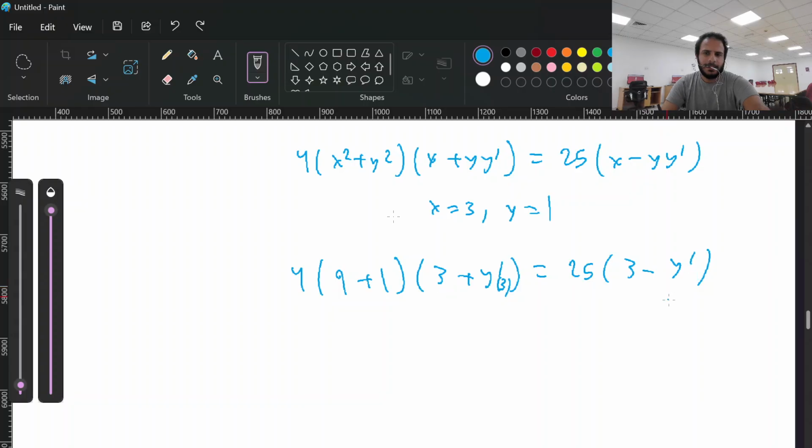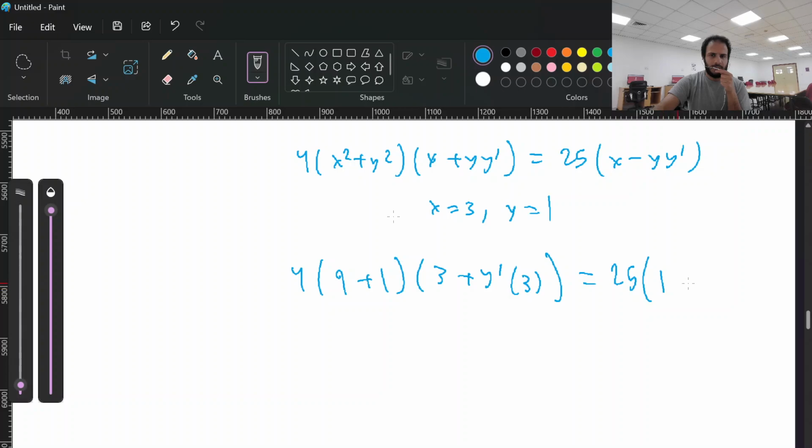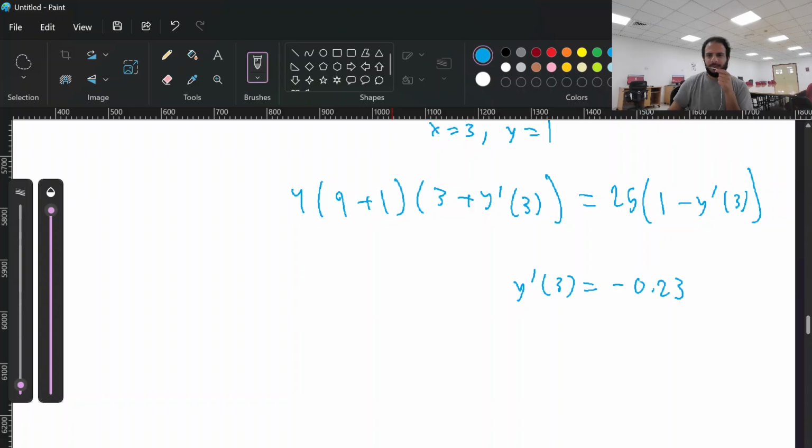Let's write it. But let me make it here again. Wait, something is wrong. This equals 25. No, it will be negative 0.23. So you found the final answer? Y prime over 3 equals negative 0.23. Is it wrong or what? I don't know. Let's check that. I did it with the calculator automatically.